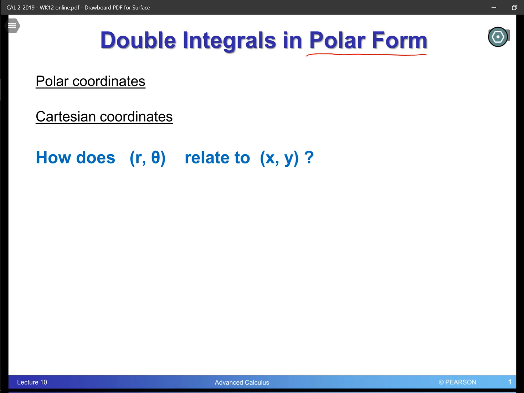In the past 2 weeks, we worked on double integrals in the Cartesian coordinate system. But today, we are going to work on a different coordinate system, and that is the polar coordinates. So we are going to switch to polar coordinates today, and that is why the double integrals that we are going to do today are called polar form.